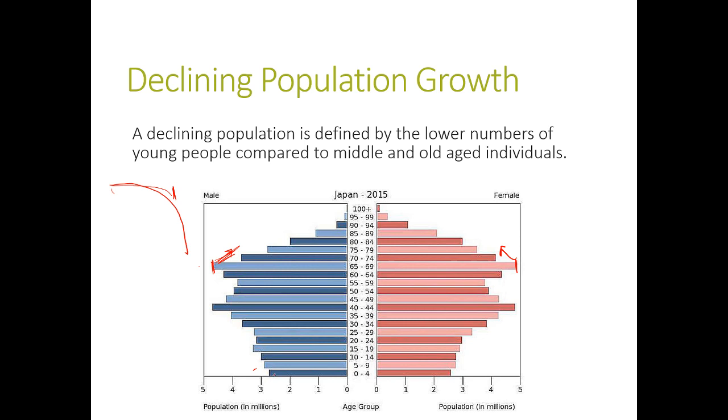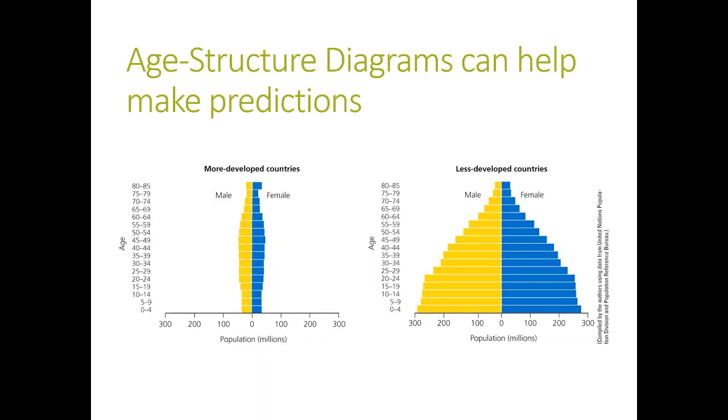So you can imagine, if this is how many 0 to 4, this number is not going to go that way when we get to the next 5 years. It is going to either go straight up or slightly in, because there will either be the same number of people or less. You can't just have people show up in a different cohort. So we can use these age structure diagrams to make different predictions, like I said.